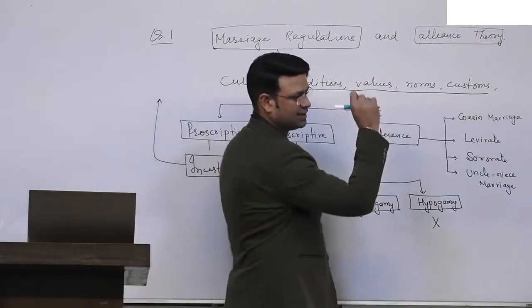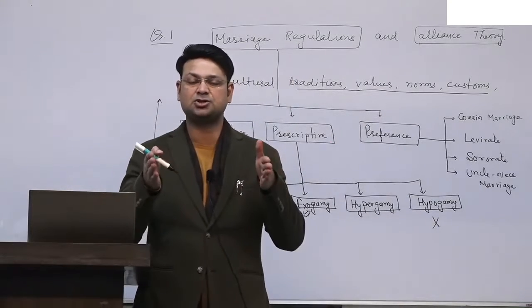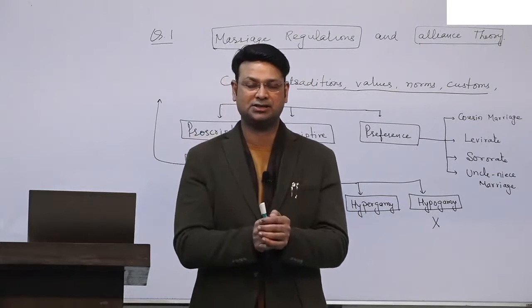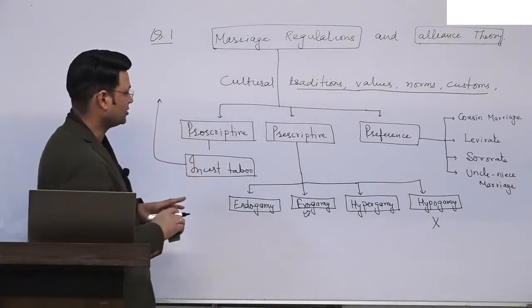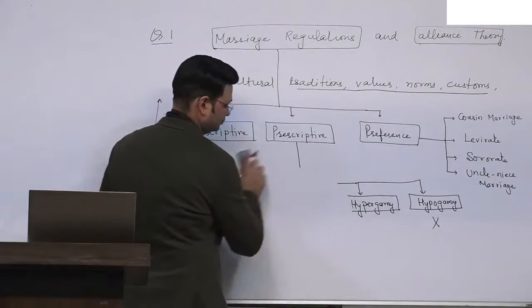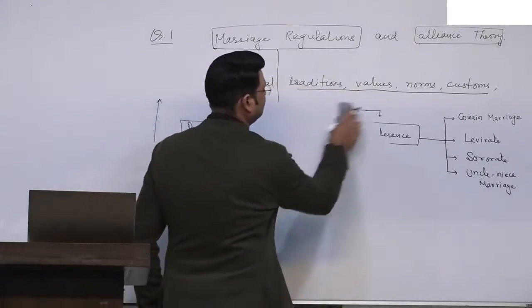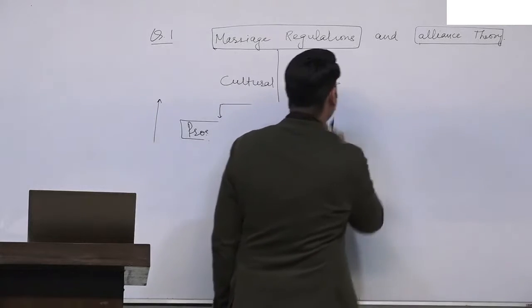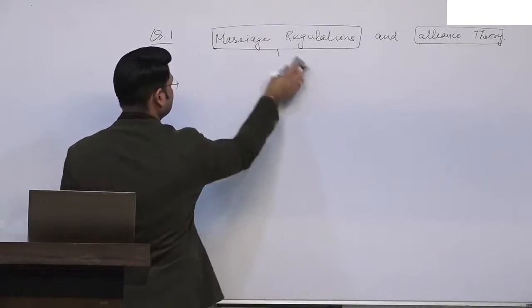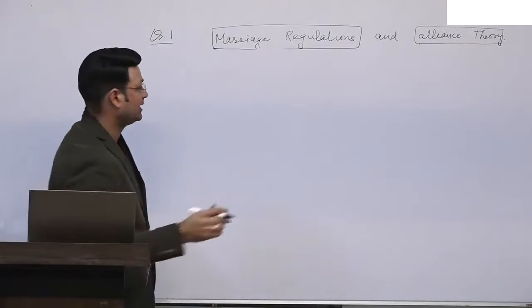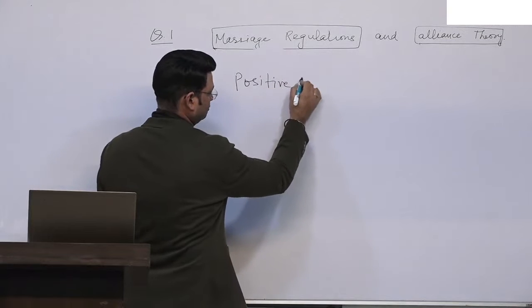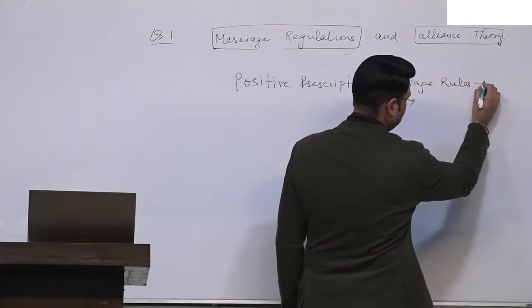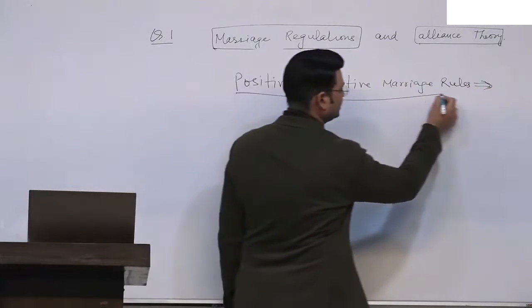So what does alliance theory say? Alliance theory tries to describe the basis of social organization. It says that kinship based on alliances forms the base of social organization. So Levi-Strauss tries to explain the nature of social organization, or the base of social organization, through marriage alliances. According to him, marriage alliances are based on positive prescriptive rules. These positive prescriptive marriage rules, or regulations, are the basis. These form the elementary structure of kinship.